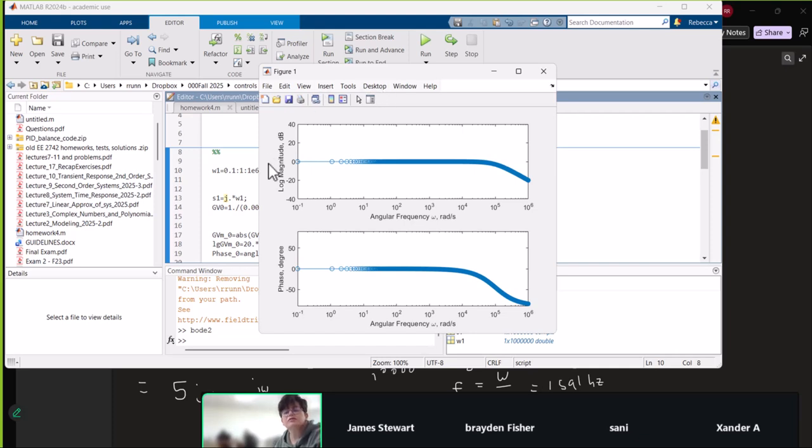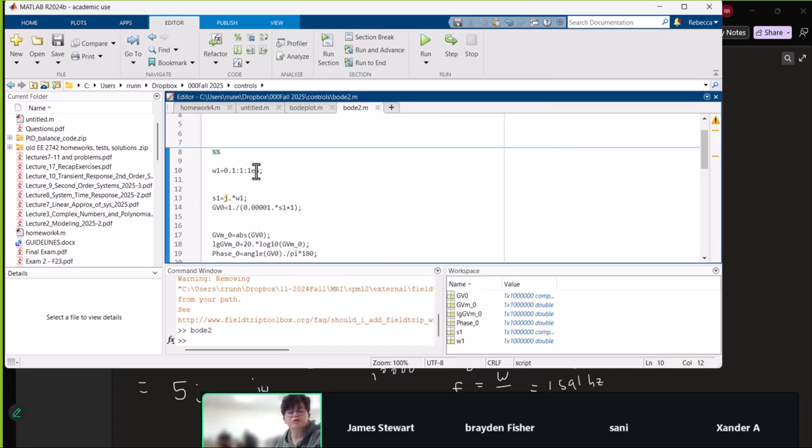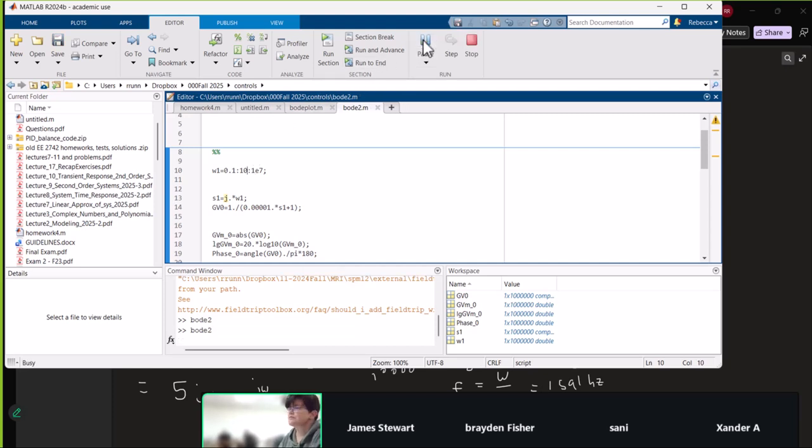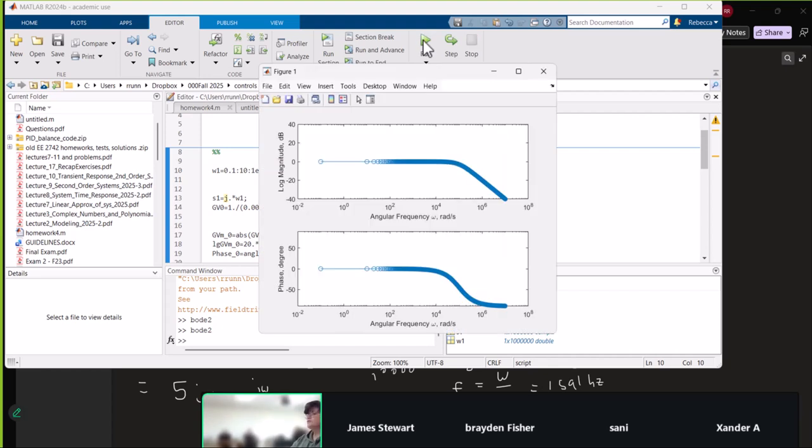Just for fun, I'm going to change this even more because I want to see more of the behavior. It's not going to change, since we only have the one corner frequency. You can see the straight line approximation: right at 10,000 is where it starts making a negative slope of negative 20 decibels per decade. That's the corner frequency. The corner frequency is the 10,000. And it slopes down because it's in the denominator.